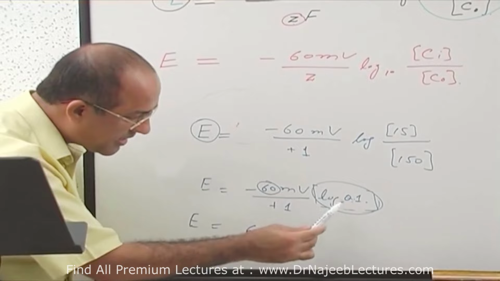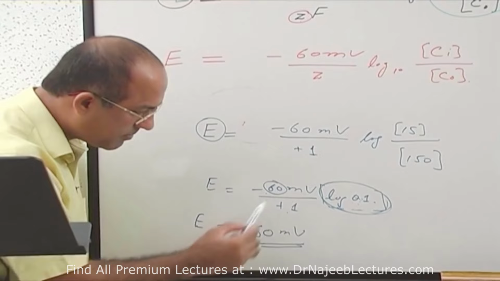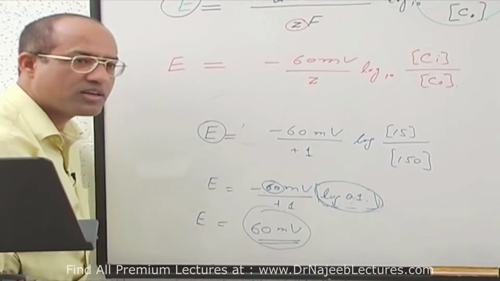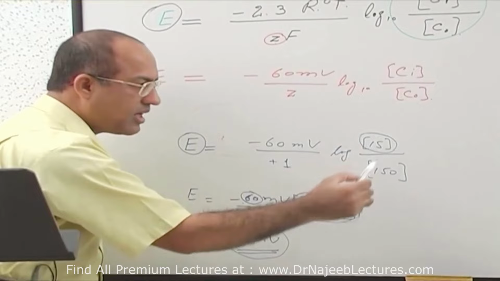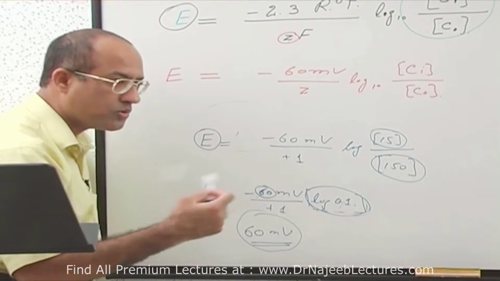Right, so all these calculations resolve into minus 1. It will resolve to minus 1, divided by 1, and of course 60, don't forget it is there. So it will resolve into 60 millivolt. What does this mean? That when concentration inside is 15 millimole, outside is 150 millimole, and if the membrane is permeable to sodium, then what will be the equilibrium potential for sodium? If sodium is allowed to move down its electrochemical gradient, it is 60 millivolt.